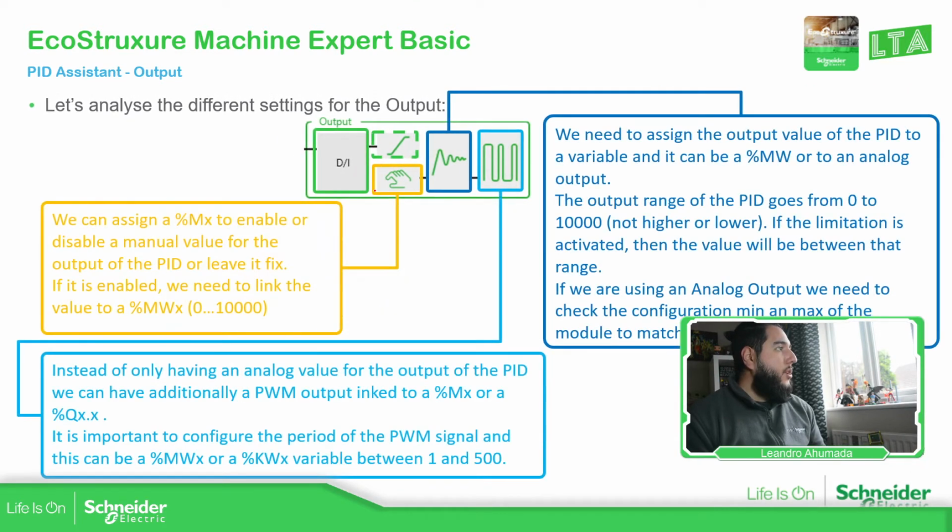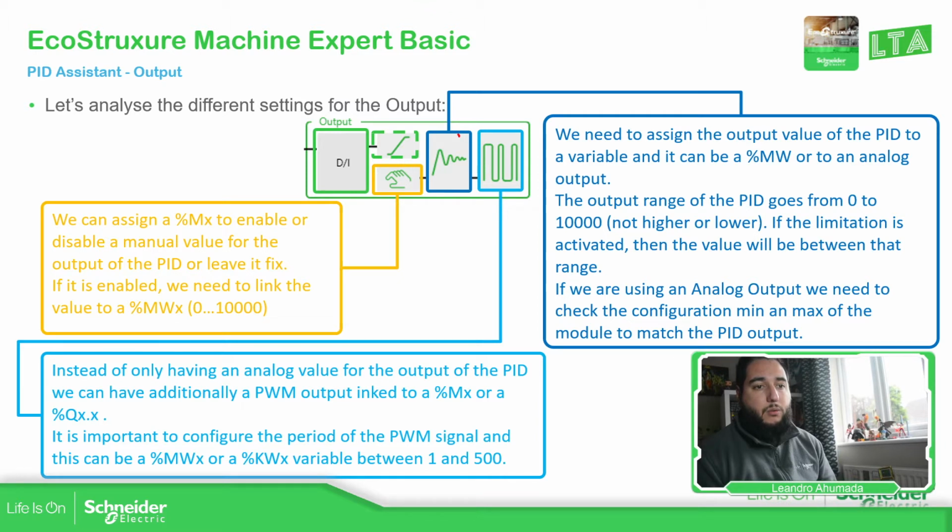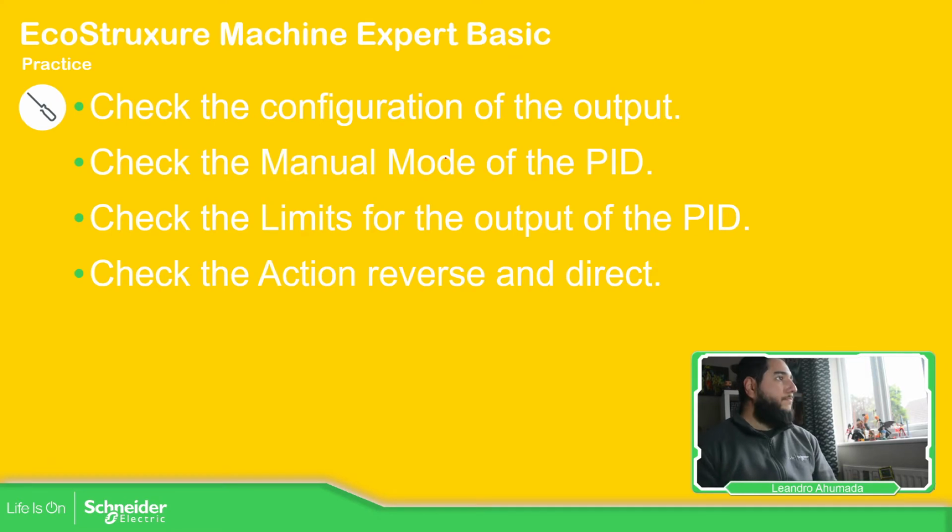Now, for the other ones, it's very simple. We have the manual, and we have also the output signal that can be linked to a percentage MW or analog output. I usually link it to a percentage MW, and then make some kind of conversion, and then it goes to whatever it needs to go. And then the other value that we have here is for the PWM that we cover in another video.